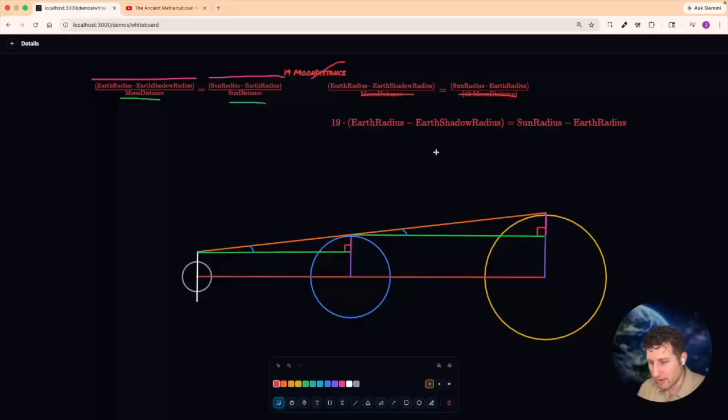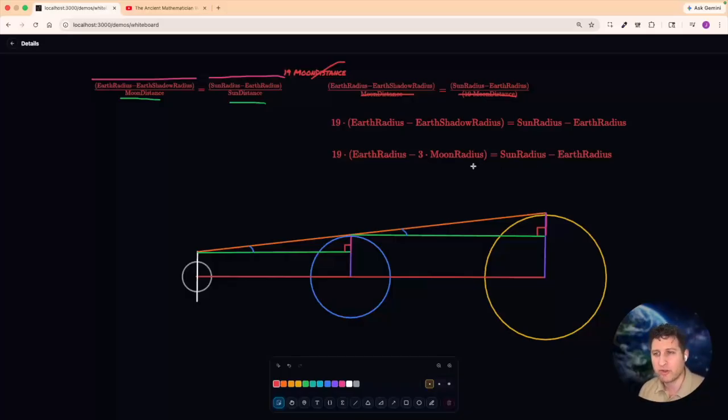So we can rewrite this equation like this. All I've done is substitute Earth shadow radius for 3 moon radius. So the equation now is 19 times Earth radius minus 3 times moon radius is equal to the sun radius minus the Earth radius. I'd be very curious if you're starting to see where this is going, right? The next thing we can focus on is the sun radius. And I wonder if you can think about what we can substitute this in.